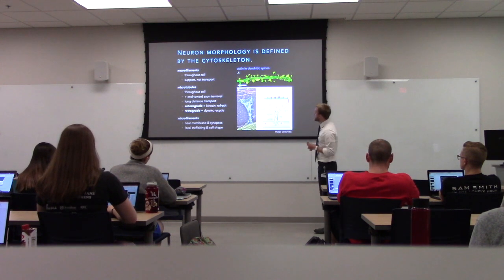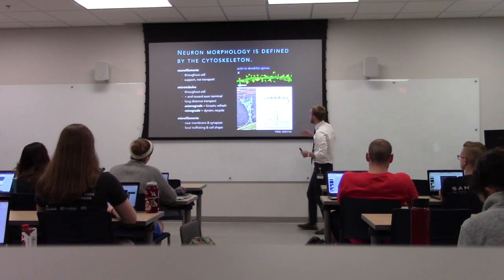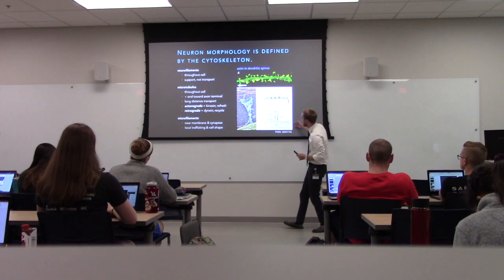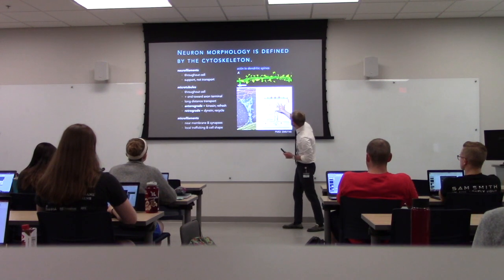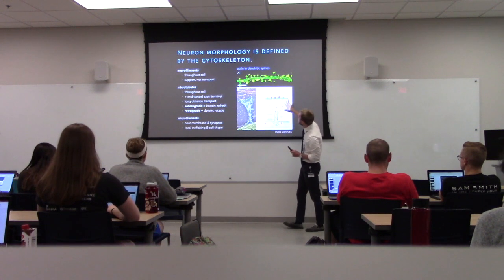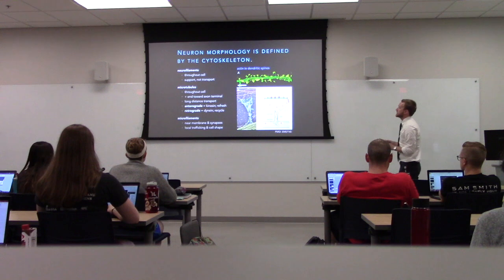The microfilaments, actin filaments, are what's going to give the cell its actual shape at the edge. Microtubules provide the roads, and then the actin filaments are going to create these little extensions like the dendritic spine here. They're going to help shape the presynaptic site as well.